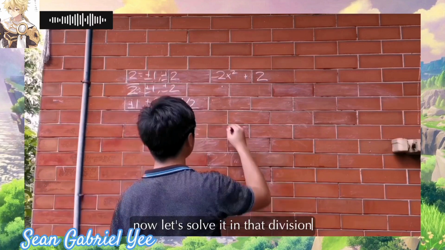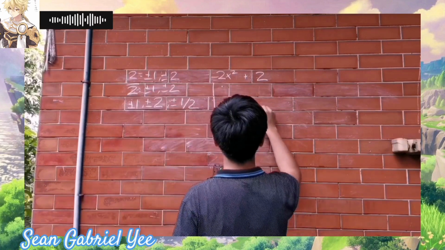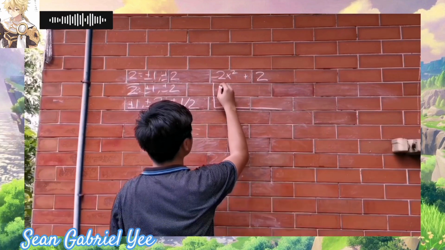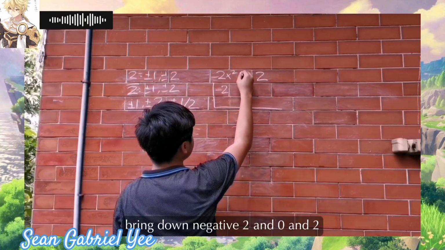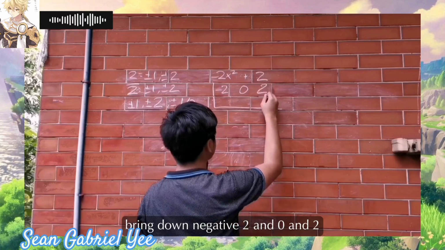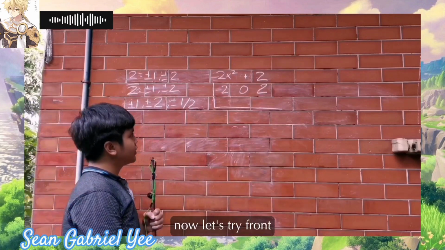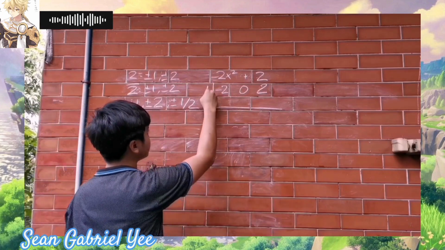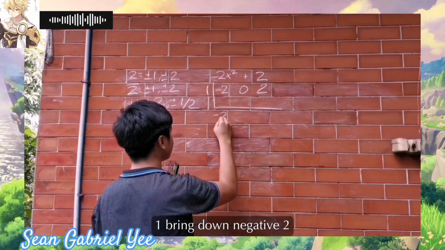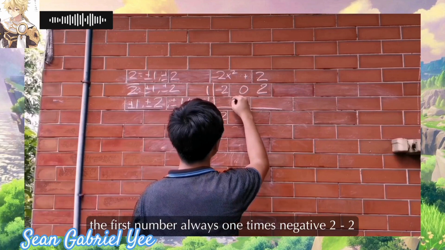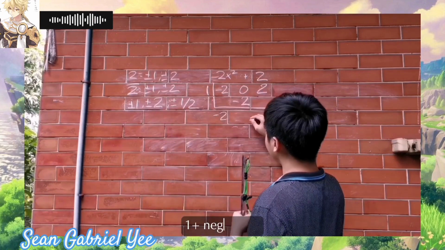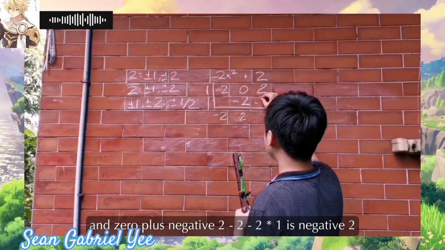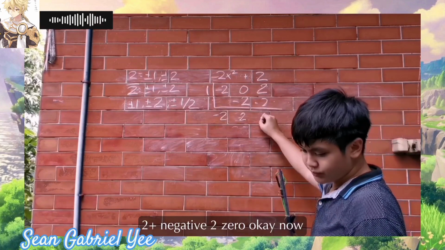Now, let's solve it using synthetic division. Now again, it's not in standard form, so what you're going to do is add a 0. Bring down negative 2, and 0, and 2. Now, let's choose from our possible zeros. Let's try 1. Bring down negative 2, the first number, always. 1 times negative 2 is negative 2. 0 plus negative 2 is negative 2. Negative 2 times 1 is negative 2. 2 plus negative 2, 0.